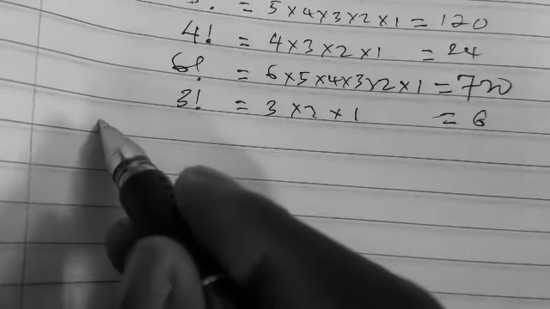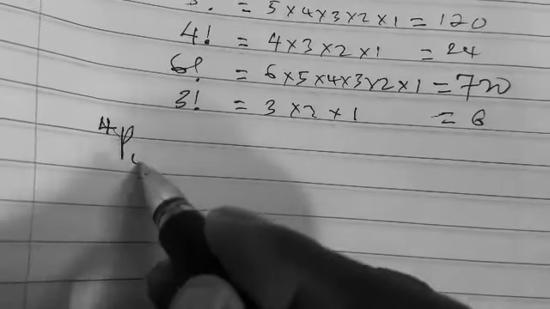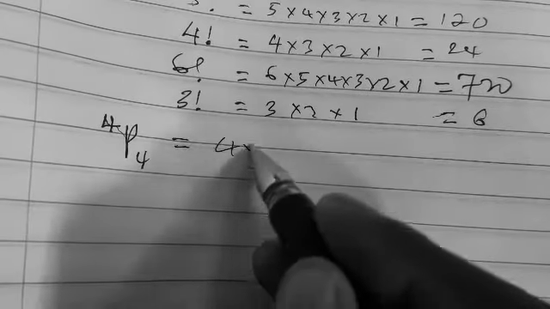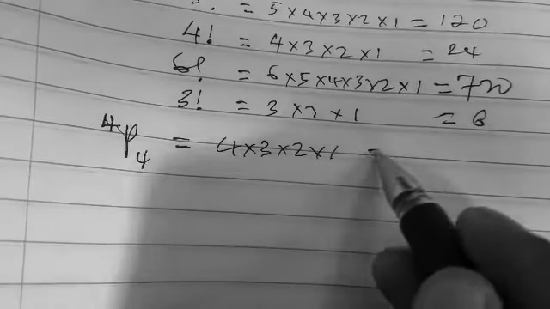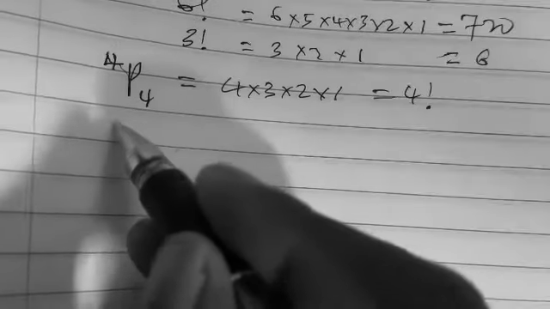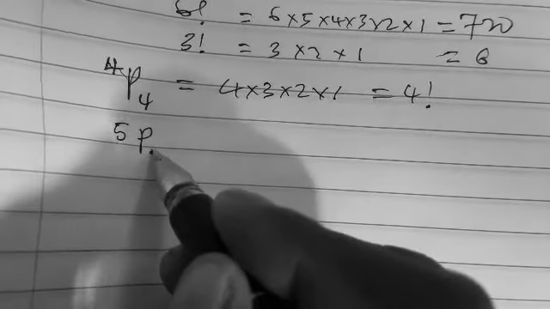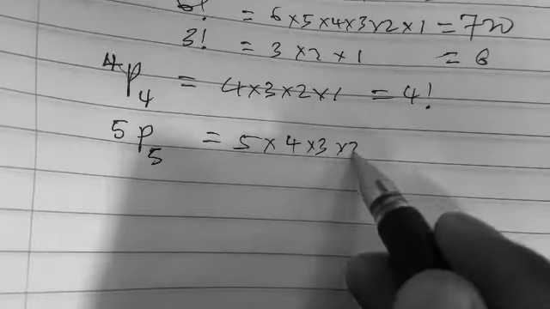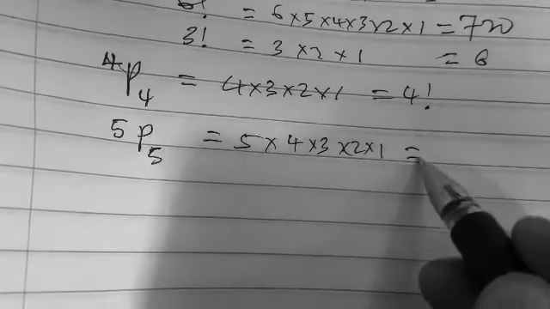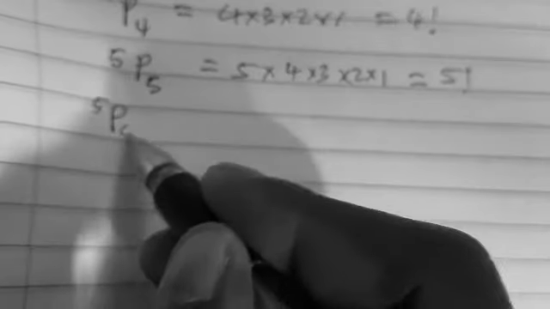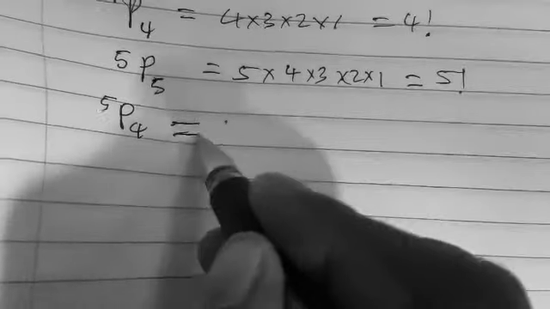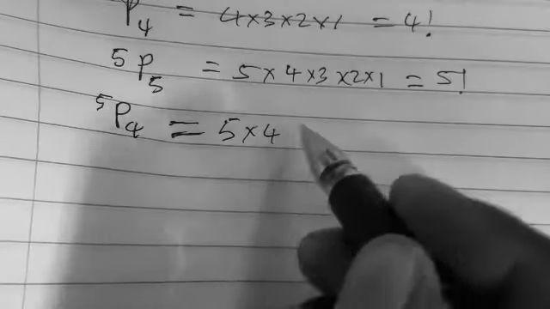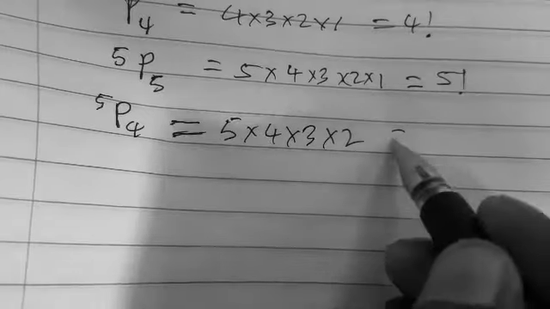So idan muka ga misali muna da 4 permutation 4, wannan shi ne kira da suna 4 times 3 times 2 times 1, which is equal to 4 factorial. Kamar misali muna da 5 permutation 5, da yake da 5 times 4 times 3 times 2 times 1, which is the same thing as 5 factorial. Amma idan muna da 5 permutation 4, this is equal to 5 times 4 times 3 times 2, which is equal to 5 factorial over 1.